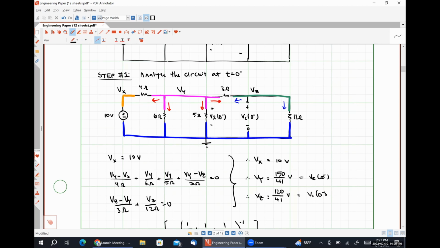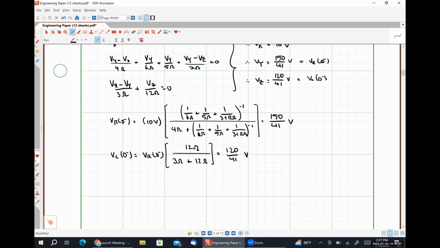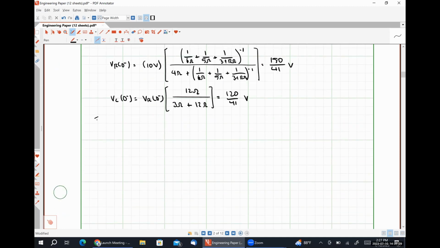Thanks for clarifying. All right, so we've looked at these quantities two different ways. We got the same result, so I believe they're correct. Let's move along to step number 2. For step number 2, we are going to analyze the circuit at t is equal to 0 plus, the moment after the switch changes states. So our switch is now going to be open.